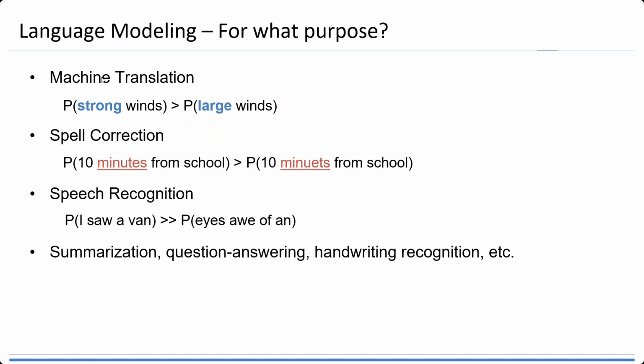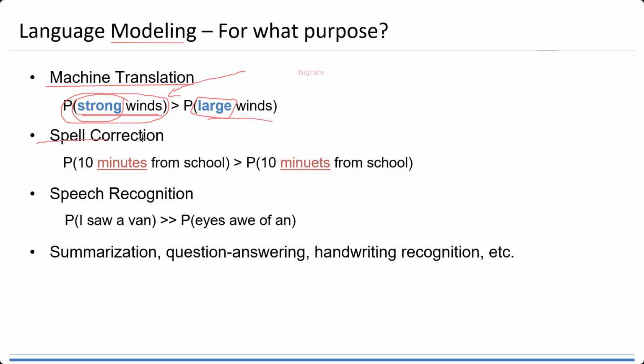So what is the purpose of language modeling? With language modeling, we can have some applications, for example, machine translation. In English, there are so many bigrams, okay? I guess you already know the bigram at this time. Bigram means two words. So we have strong winds. And we also have the phrase large winds. Which is more proper? In English, we use strong more than large wind. Then, based on the probability or the commonness of this word, people will select this one as the language or as the sentence.